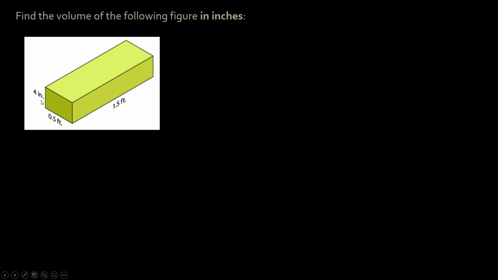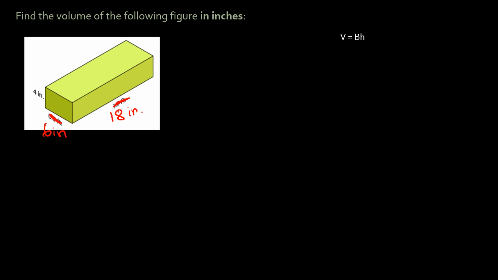Okay, I know it's mean because they're tricking you, but be smarter than the course and pay attention to your units. If I have half of a foot, that is the same as 6 inches. And if I have 1.5 of a foot, 1 foot is 12 inches plus half, which is 6. So 12 plus 6 would give me 18 inches. So now I can use my BH.